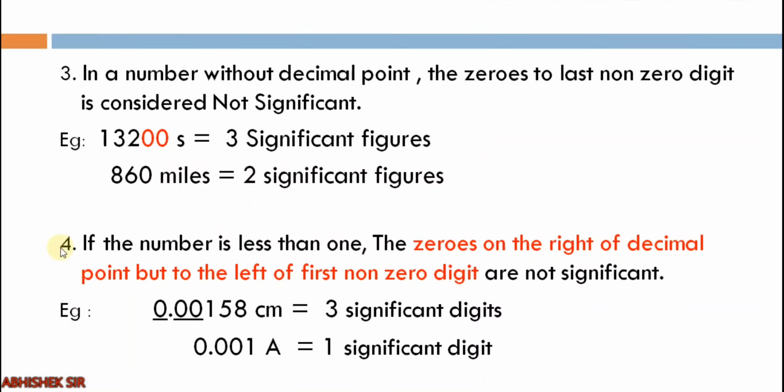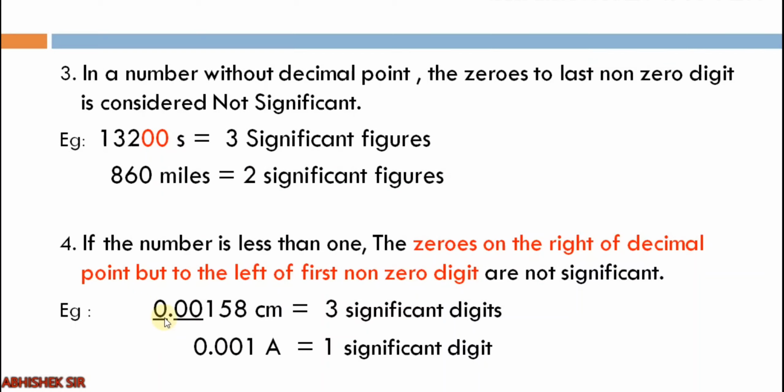Here you have to see very carefully, understand it well. If the number is less than 1, that means 0 point something every time, the zeros on the right of decimal point but to the left of the first non-zero digit. Two conditions have to be satisfied. First of all, the zeros on the right of decimal point but to the left of the first non-zero digit are not significant.